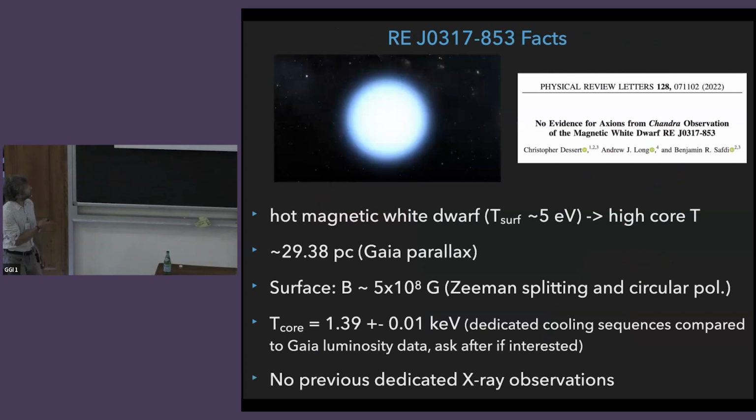So in our recent paper, we looked at this particular magnetic white dwarf, RE J0317. This is a white dwarf which is relatively close by. That matters for this. It has a pretty large magnetic field, about 500 megagauss. Again, we measure that with Zeeman splitting. And it has a pretty high core temperature of about 1 keV. That sets the scale for the energies of the axions we're going to be looking for. And again, astrophysicists don't like looking for nothing. So there were no relevant astrophysical data sets, so we had to go out and collect it ourselves. And we were awarded time to look at this particular white dwarf with Chandra.